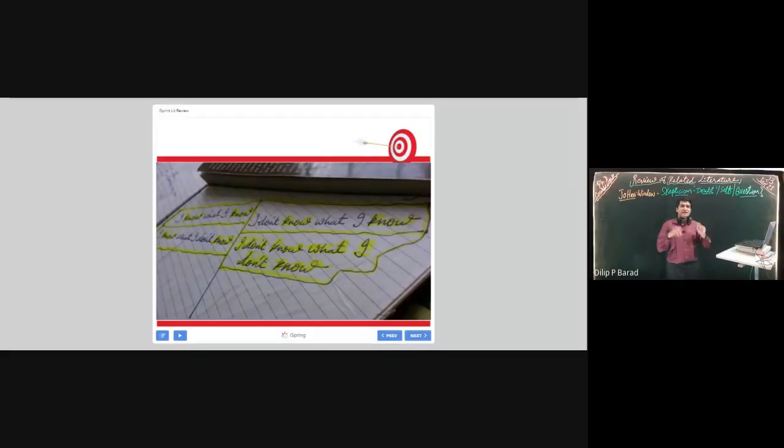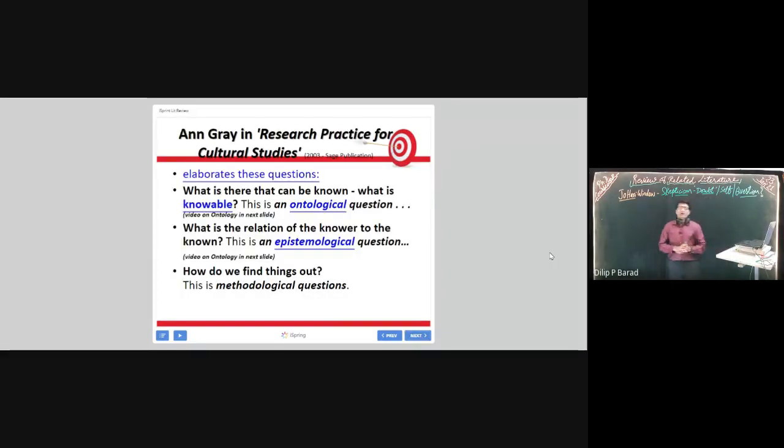The darkest one, we have to always keep in mind. Now, from this, we move one step further, and we find that N. Gray in research practice for cultural studies has given very interesting propositions here, and elaborated all these questions which we initially asked, and says: what is there that can be known, remember again your topic, your research topic, what is knowable.